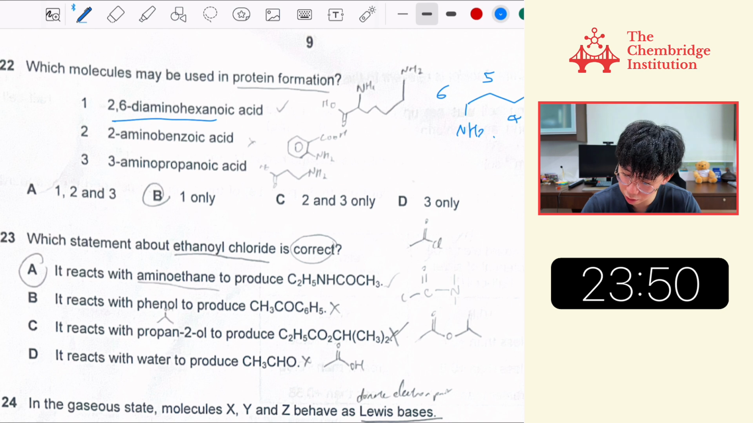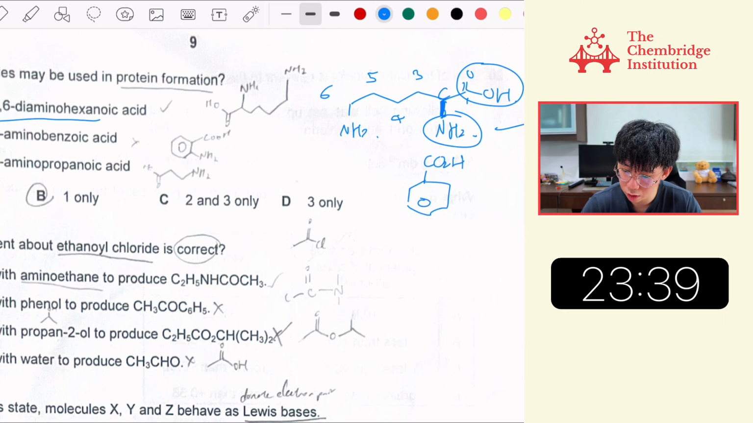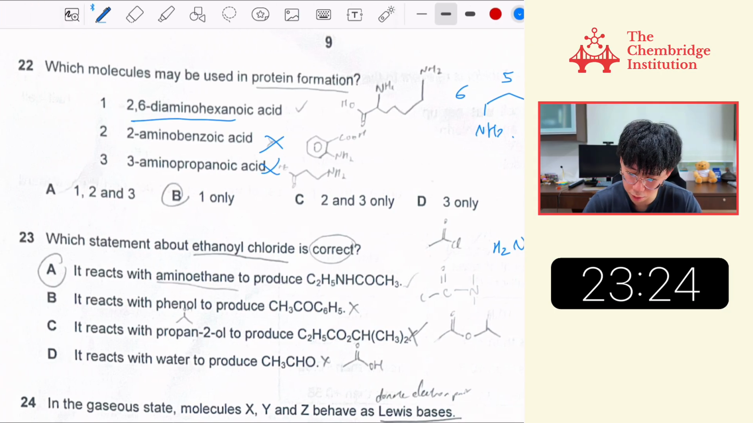Okay, and then they say it may be used in protein formation. Yeah, because this is a carbon with a carboxylic acid group and an NH2. So I'll pick 1. Okay, 2-aminobenzoic acid. Benzoic acid is like this, no? This doesn't satisfy the criteria to do peptide linkage. This is an amino acid. Wrong. Okay, and then 3-aminopropanoic acid. Propanoic acid is like this, 3 amino here. Yeah, this can't be it. You can't use 2 and 3, so it has to be B.